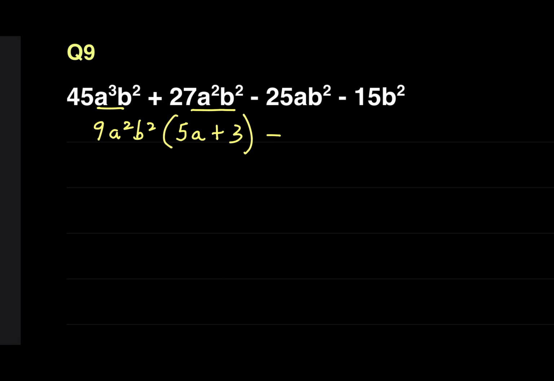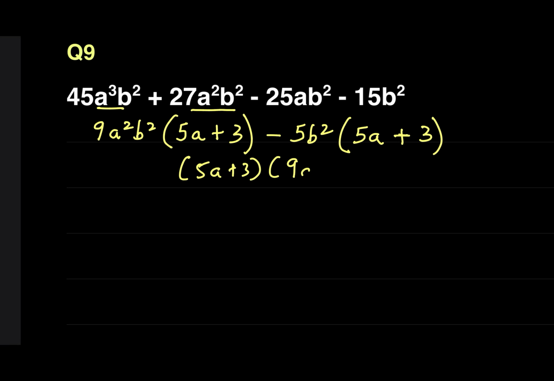25 and 15. Common is 5. A is not common. B square is common in both, so it comes out. 5 5s are 25. A we'll have to write here. Minus 5. Oh, we have to write plus here. 3. B square is already out. Why do you have to write plus here, guys? Because there is minus, so we write the opposite of that. Why do we do that? 5 into 5, negative 5 positive 5 is negative 25, and negative and positive is again negative 5. So 5a plus 3, 9a square b square minus 5b square.